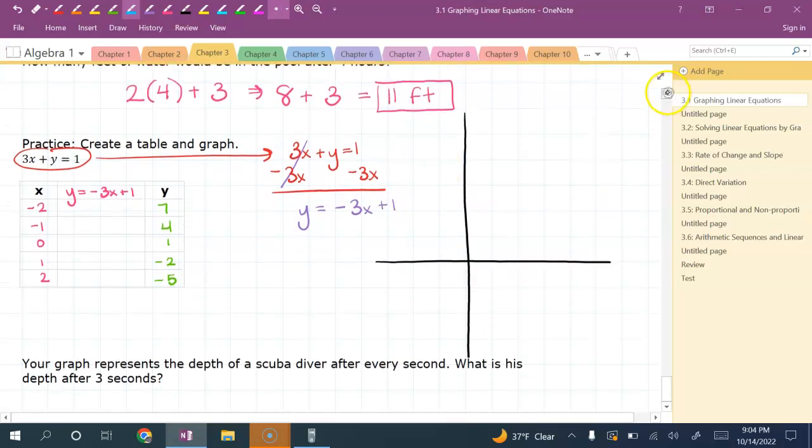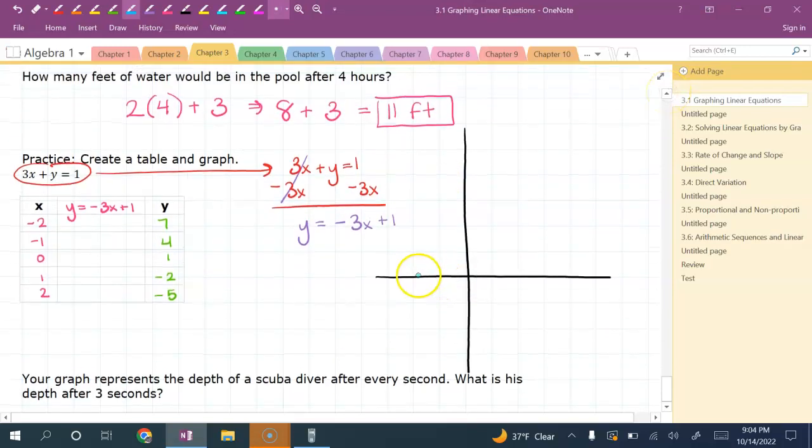I'm going to have to scroll up here, and this is going to run into my other work. So negative 2, 1, 2, 3, 4, 5, 6, 7 is up here. Negative 1, 4, 0, 1, 1, negative 2, 2, negative 5.